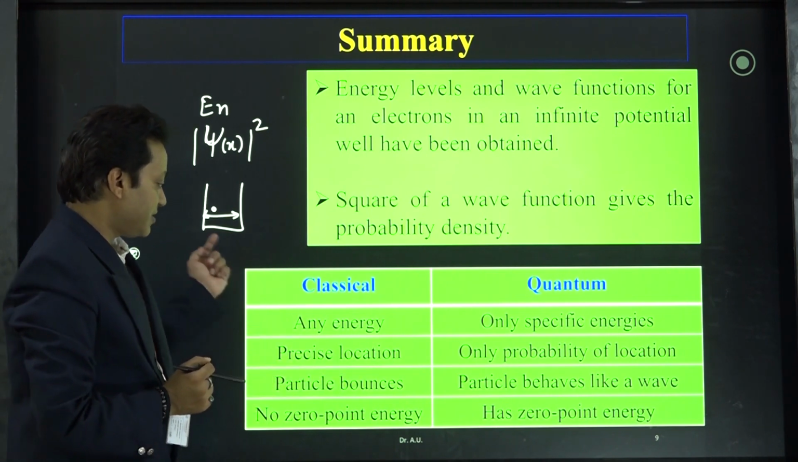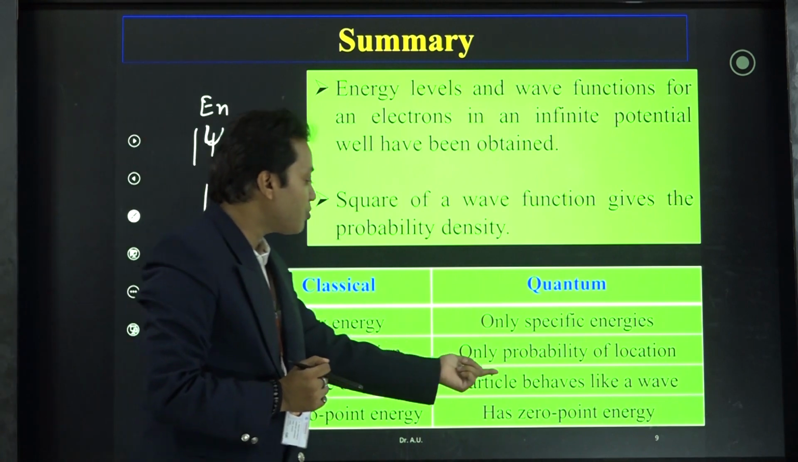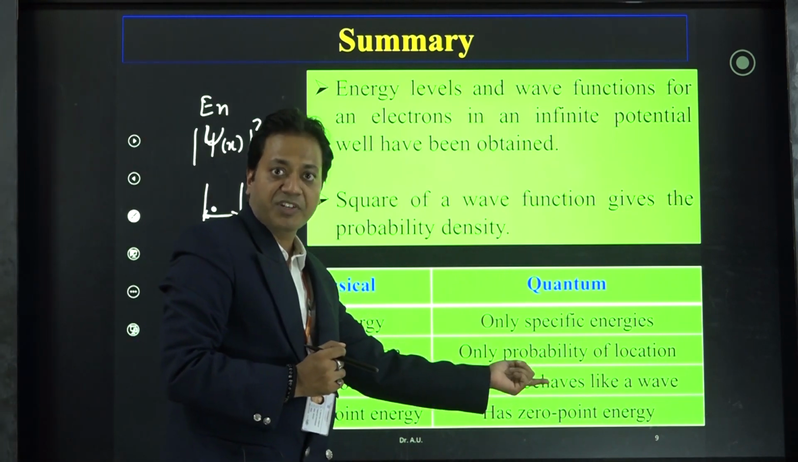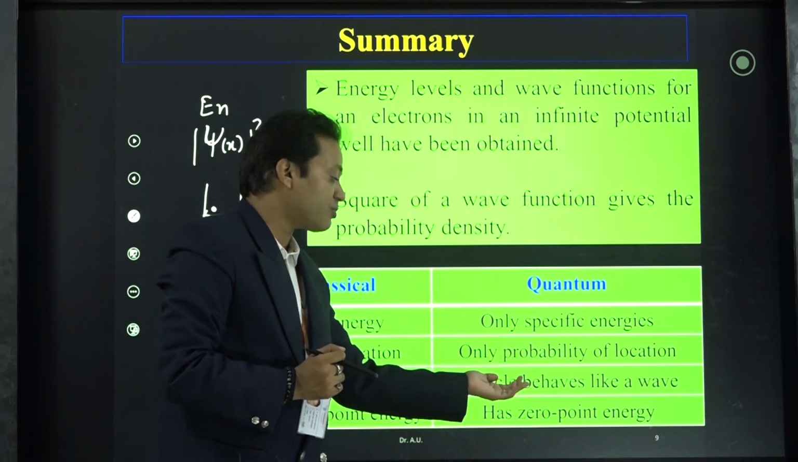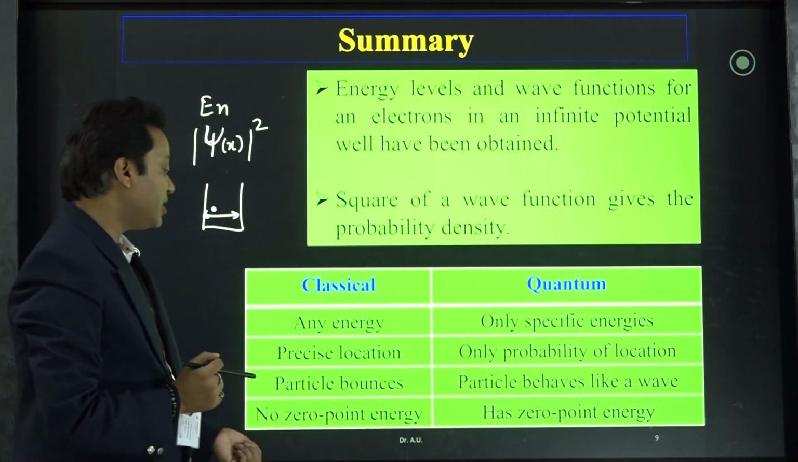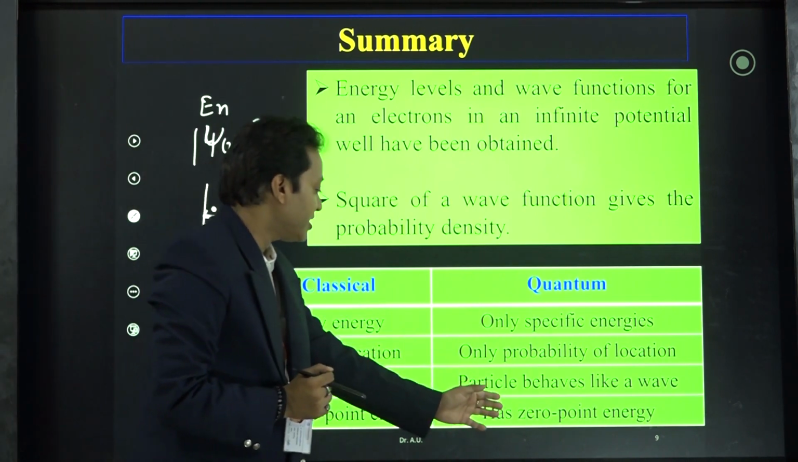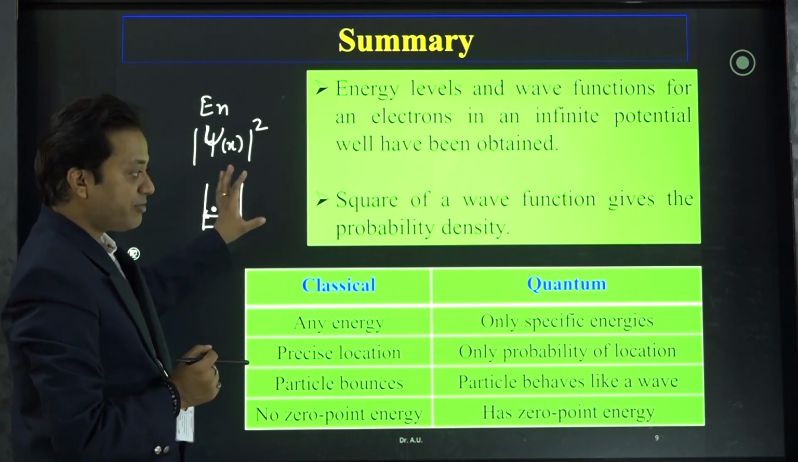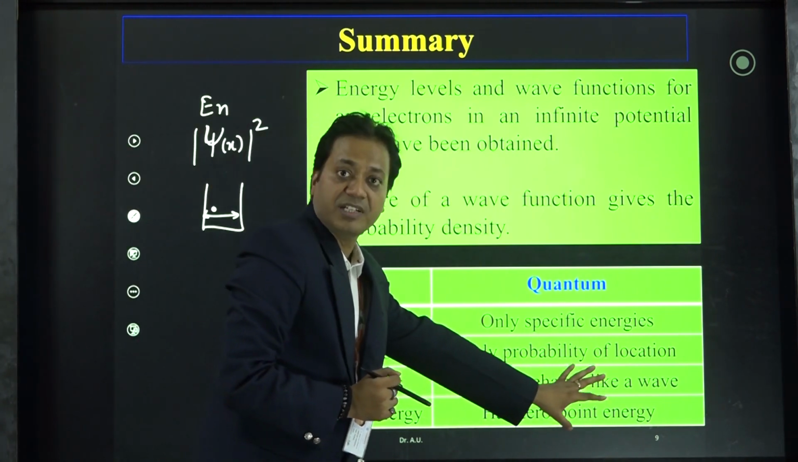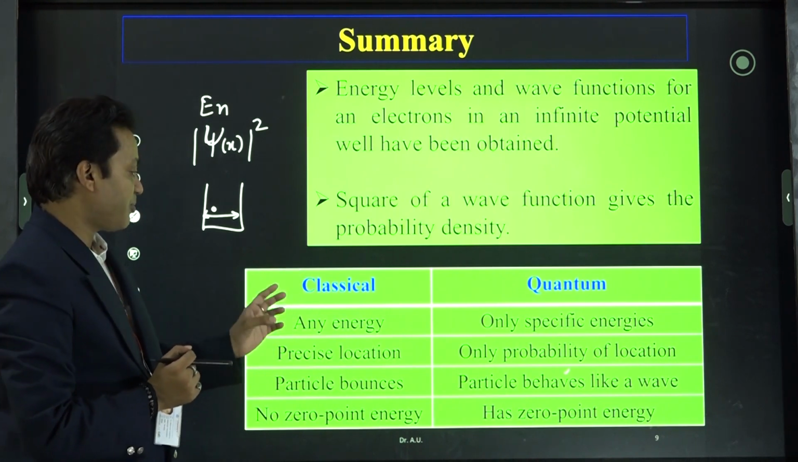The classical particle bounces off the walls. Here there is no particle picture. If the particle is moving, then de Broglie said that there is always an associated wave. So there will be a wave. Zero point energy is not possible in the classical case. We cannot say this is the zero of the energy. Here in the quantum case it will always have zero point energy, that is the lowest point energy we can say.